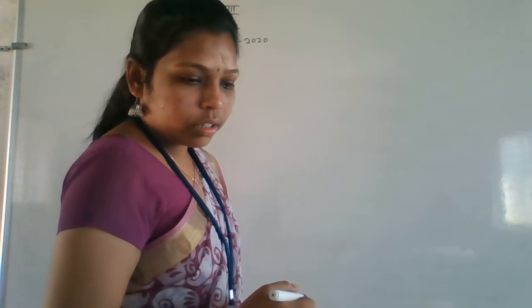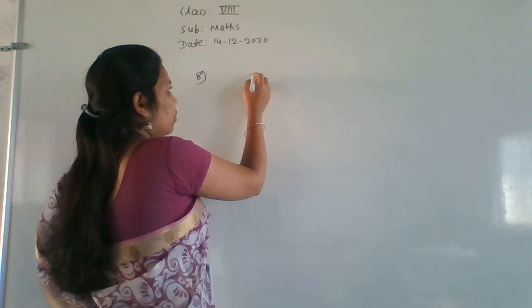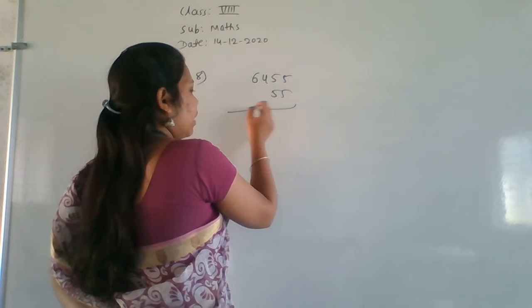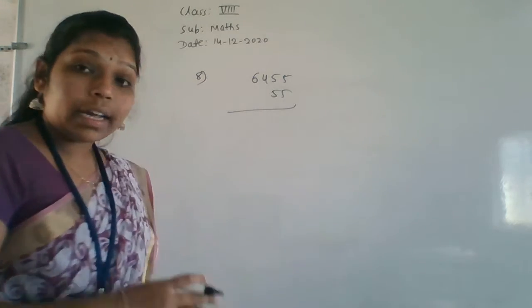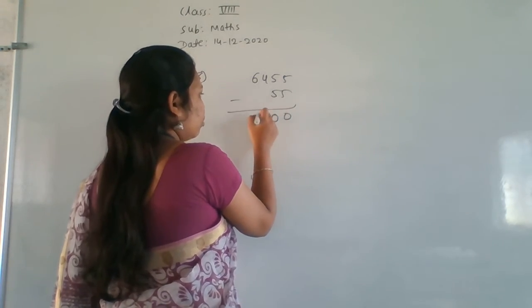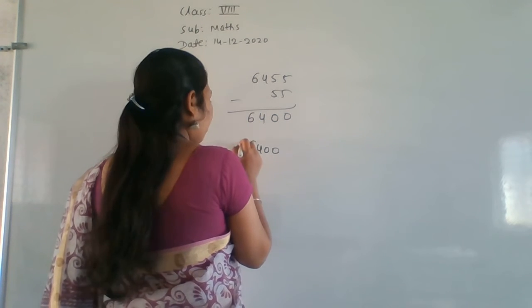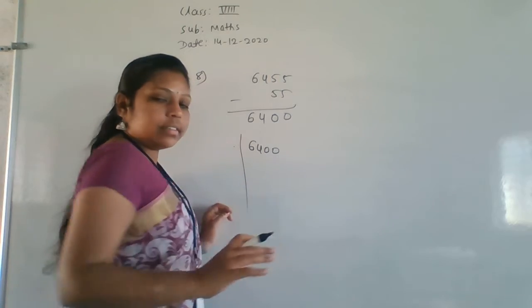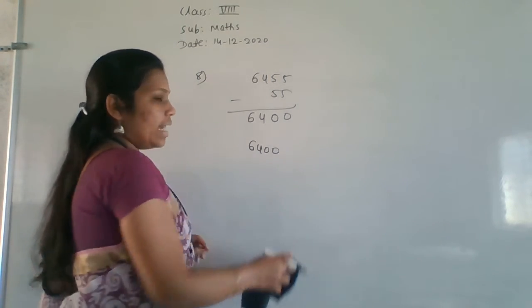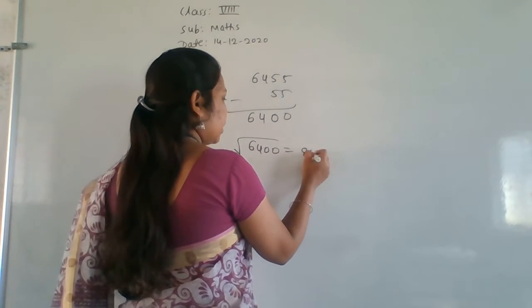Eighth one they have given like this. So the total number of soldiers is 6455. Subtract 55 because 55 are left over. So we get 6400. What is the square root of 6400 here? We can say directly, because 8 8s are 64, the square root of this number is 80.